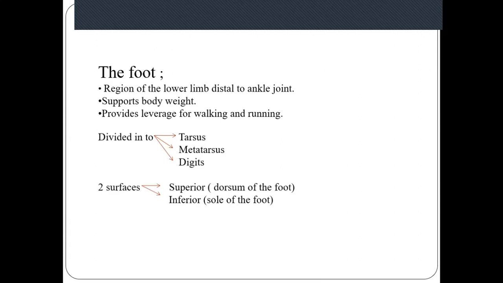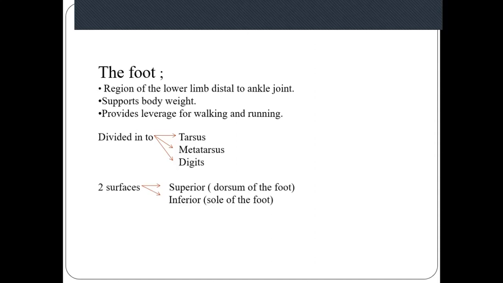To help walking and running, it has arches. So there are three main arches apart from its surfaces. These arches enable it to adapt its shape to uneven surfaces. Okay. Then we can mainly divide the foot into three areas, which are tarsus, metatarsus, and digits.